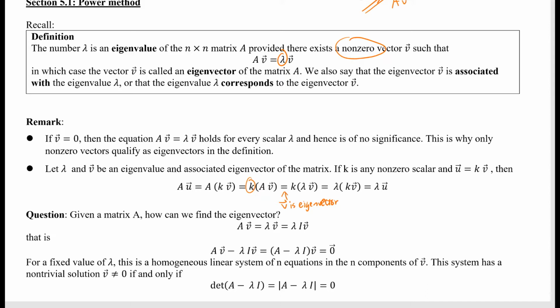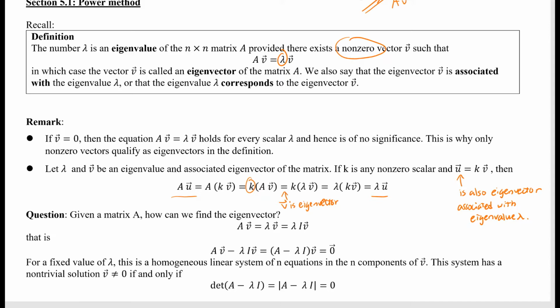So now we have shown that Au equals lambda u. So this u is also an eigenvector associated with the eigenvalue lambda. So far, so good, everybody?